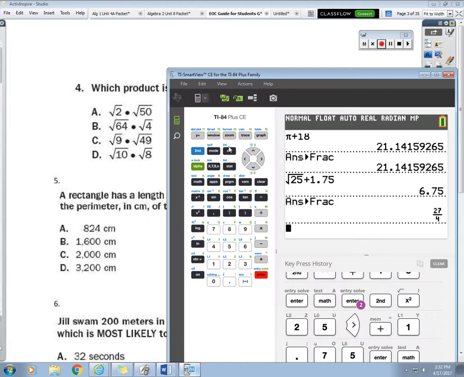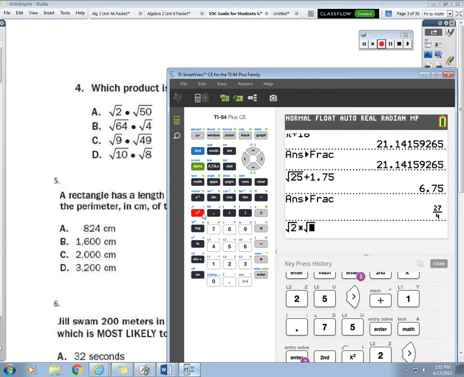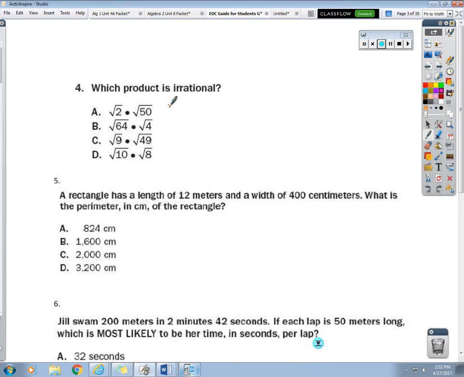Okay, so let's type in A. The square root of 2 times the square root of 50. Well, what is the square root of 2 times the square root of 50? The square root of... No, what's 2 times 50? And what's the square root of 100? 10. Is 10 a fraction? Can't 10 be put into fraction form? 10 over 1? So that's rational.